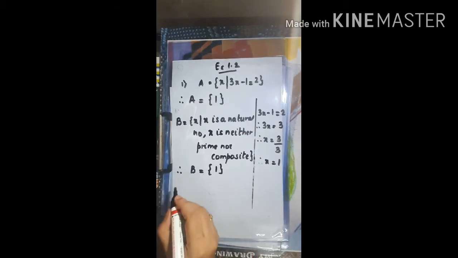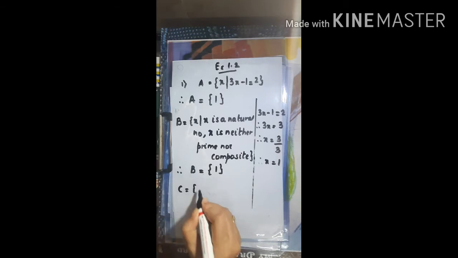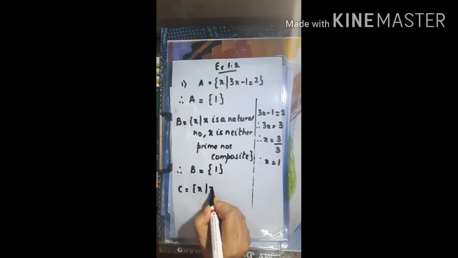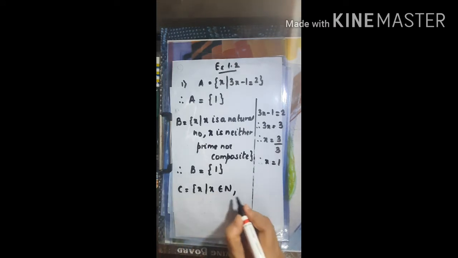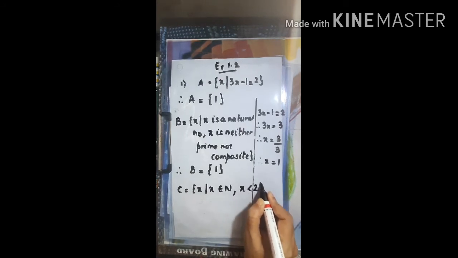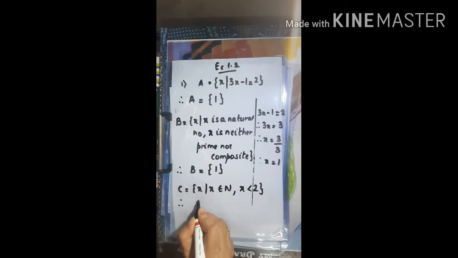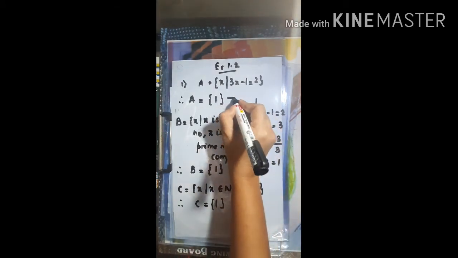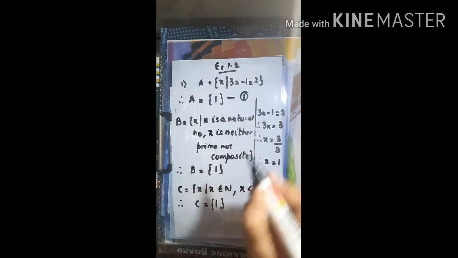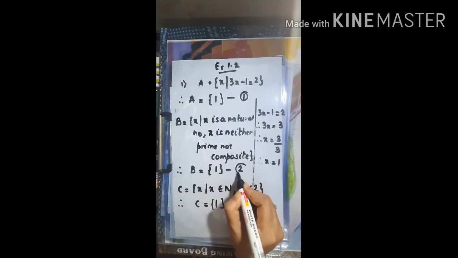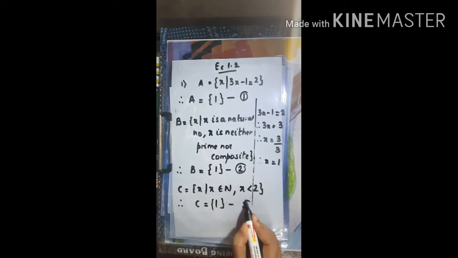Now, C is a set of all x such that x belongs to the set of natural numbers and x is less than 2. Which are the natural numbers less than 2? The natural number less than 2 is 1. So C is equal to 1. Now they want to know whether the following sets are equal or not. So my set A has the element 1, set B also has the element 1 and set C also has the element 1.